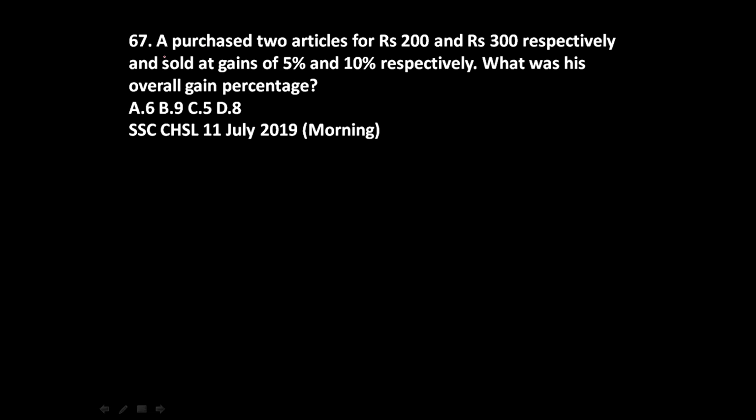Number 67. A purchased two articles for 200 and 300 respectively and sold them at a gain of 5% and 10% respectively. What was the overall gain percentage? So I will solve it. 5% of 200 first, it's 10, and 10% of 300, it's 30. So total gain in amount is 40. 40 rupees gain on how much amount? 500. So it's 8% gain. Clear? 8% of 500 is 40, right? Moving to the next one.